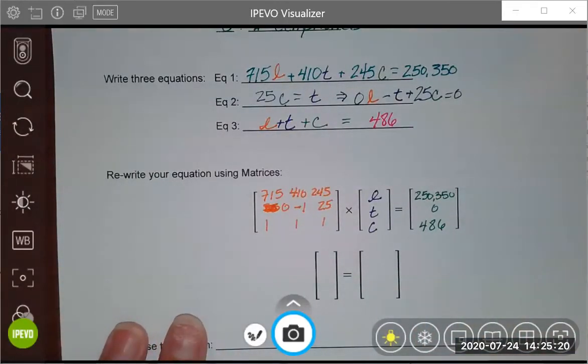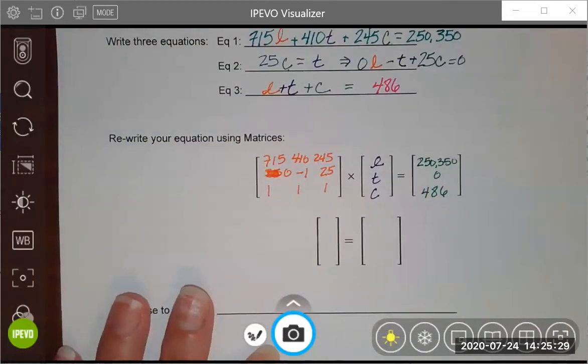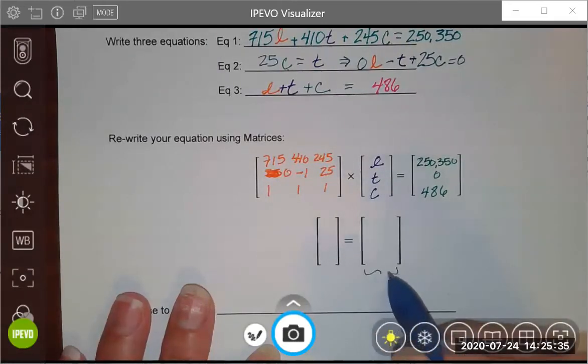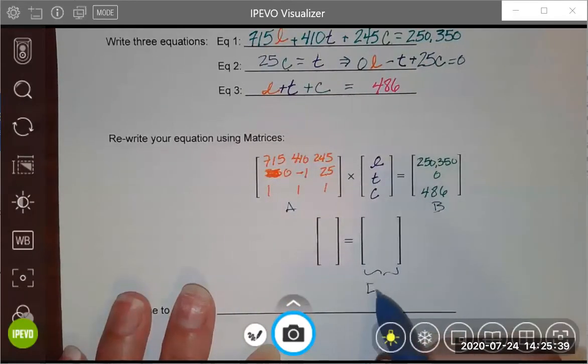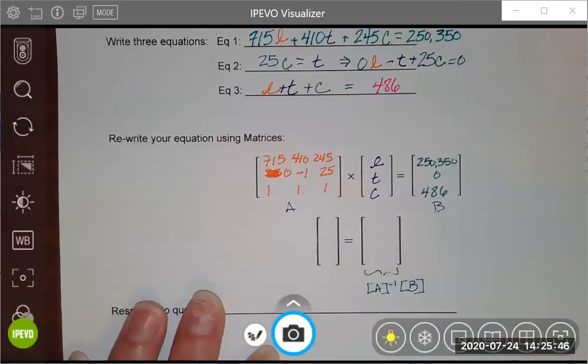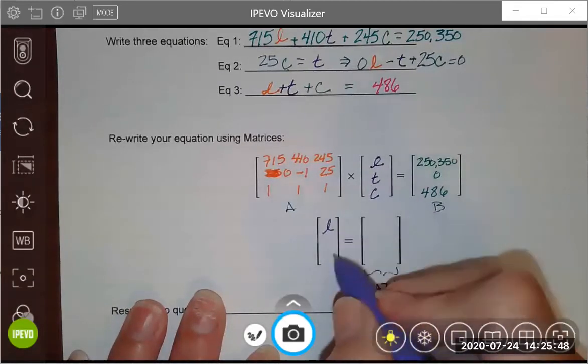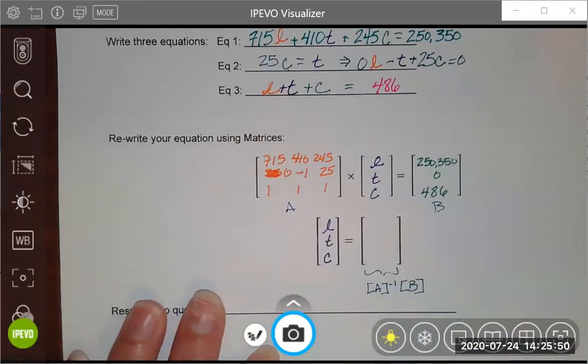If I were doing this by hand, this would be a bear of a system to solve, because it involves some rather large numbers. So I'm grateful that I have a matrix that I can use instead. And what I'm going to do is say that this matrix right here is going to be the result of the inverse of A times B. And that should give me the value of my laptops, my tablets, and my cell phones.